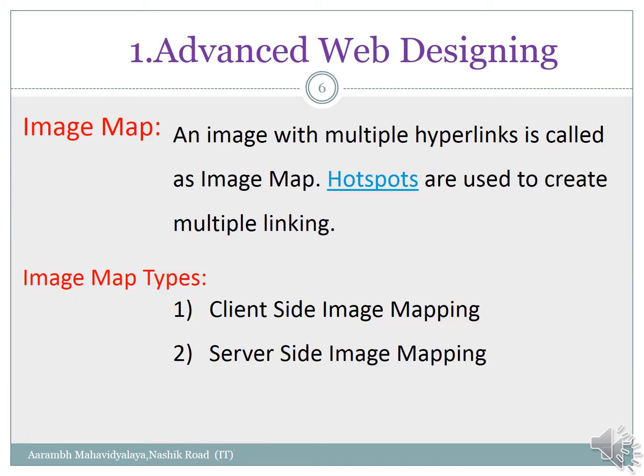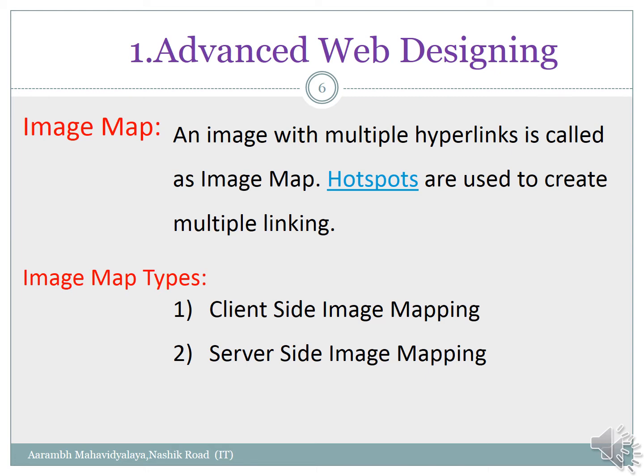Let's see the next term, image map. An image with multiple hyperlinks is called an image map. Hotspots are used to create multiple links. Hotspots means the provided coordinates for mapping the image. When these hotspots are detected by the mouse, the shape of the mouse pointer turns into a hand shape, which shows that some other link is provided here.